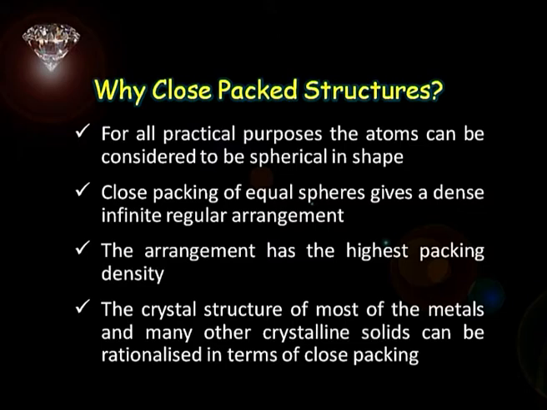Two main things: the first point, that atoms can be considered as spherical in shape, and lastly, that the structure of many crystalline materials and most of the metals can be rationalized in terms of closed packing. So, we need to talk about closed packed structures. So, let us begin by talking about closed packed structures in 1 dimension.